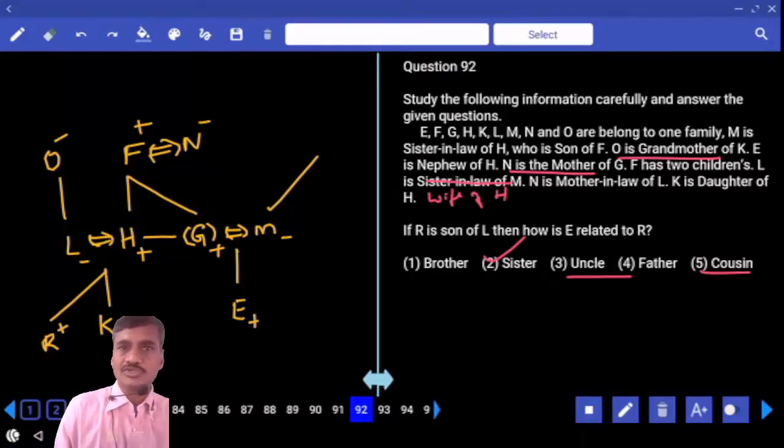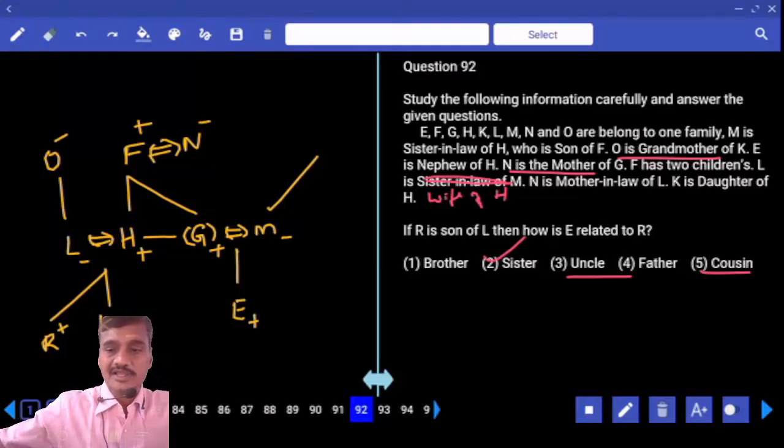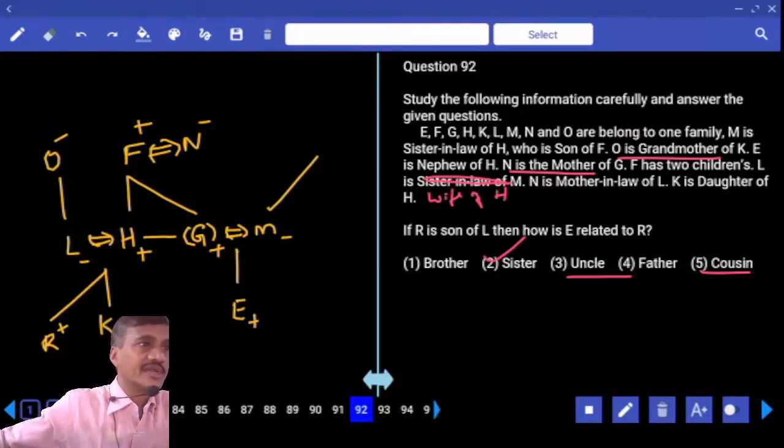Clear? All the three questions are matched or not? Hence, please make a small correction here. L is the wife of H. Then you will get a lot of clarity. Then, L is the wife of H. Is that okay?